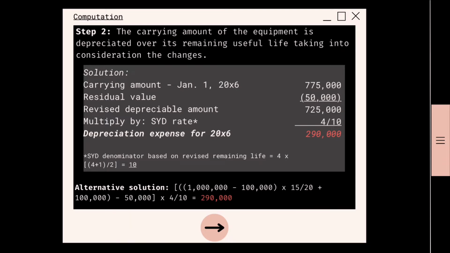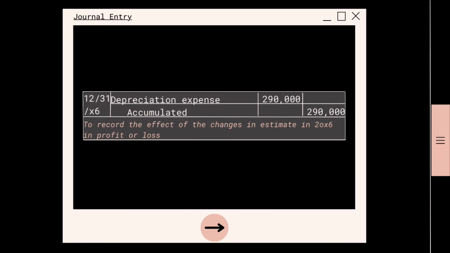Now moving to step 2, where the carrying amount of the equipment is depreciated over its remaining useful life. So using the carrying amount from step 1, which is 775,000 minus residual value of 50,000, and that will be 725,000 revised depreciable amount. Now multiply that by the SYD rate, which is 4/10, and the result is 290,000 pesos depreciation expense for 20X6. And to record the effect of the change in estimates in 20X6 in profit or loss, depreciation expense is debited and accumulated depreciation is credited.